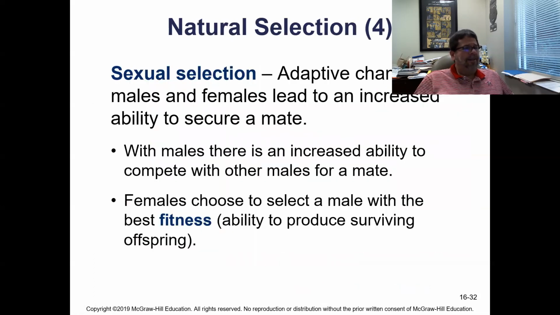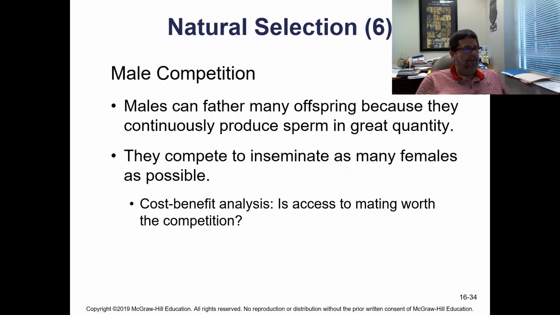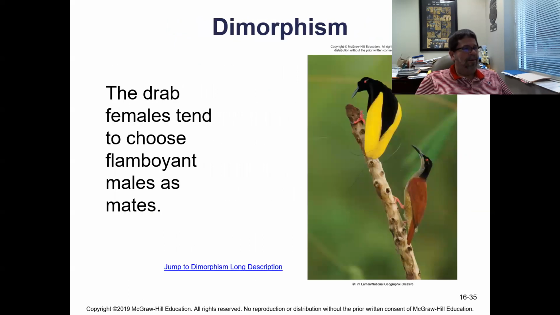Sexual selection, right? And this is a wild one here, that there is sexual selection in nature. With males, there is an increased ability to compete with other males for mates, and females choose a mate with the best fitness. Fitness is defined as ability to produce surviving offspring. This leads to some crazy stuff, including female choice. That can explain why male birds are more beautiful, have more coloration, because females are looking for the prettiest one that has the best health, or whose plume is very beautiful. So here the female at the bottom tends to choose flamboyant males as their mate with these beautiful colors.